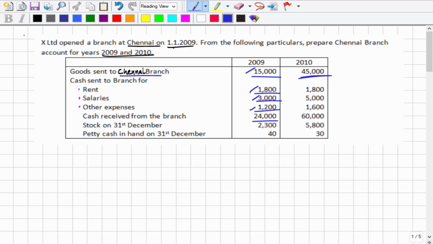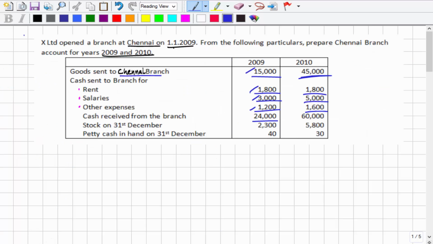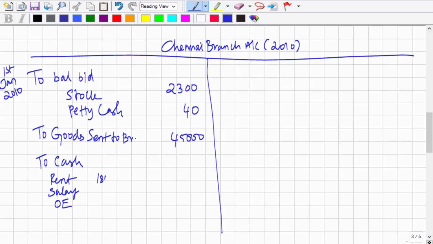Next item, we have cash sent to branch for rent, salaries and other expenses. So we'll write to cash, one for rent, one for salary, and one for other expenses. And what are the values? The values are 1,800, 5,000 and 1,600. If we total all three, we'll get 8,400. Right, let's go back to the question.